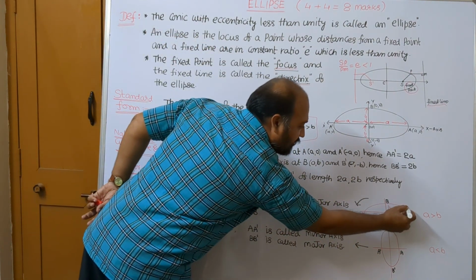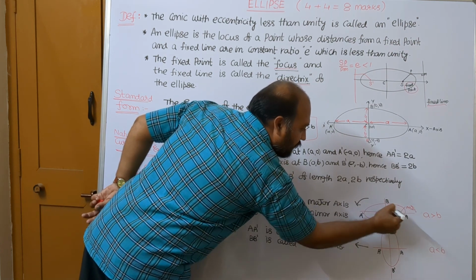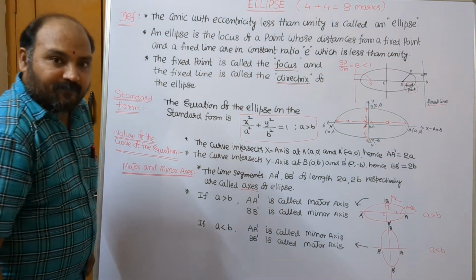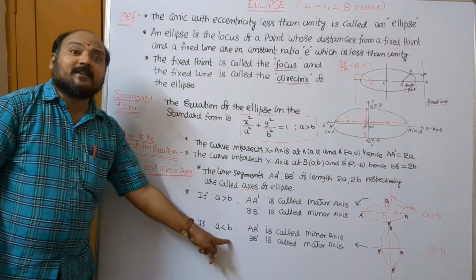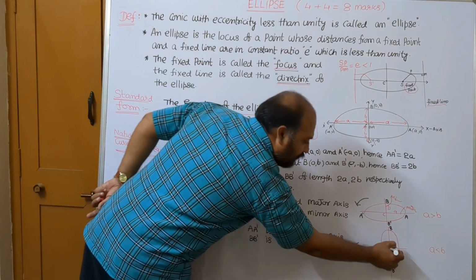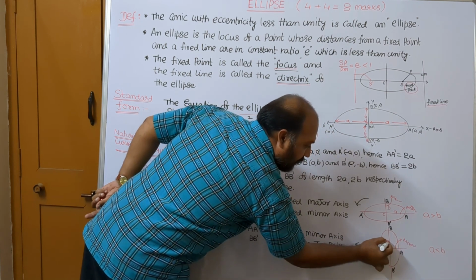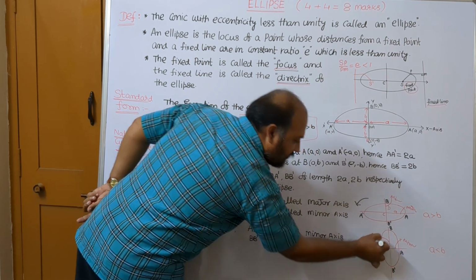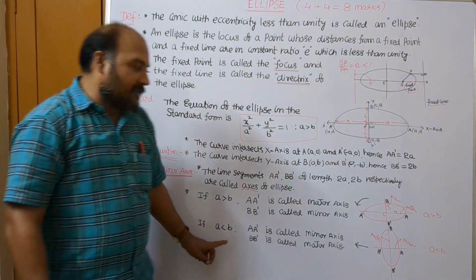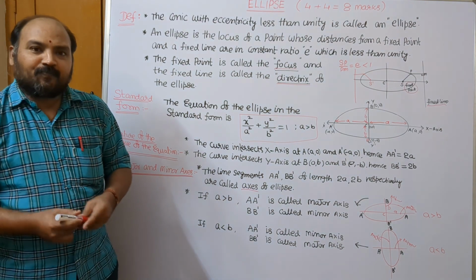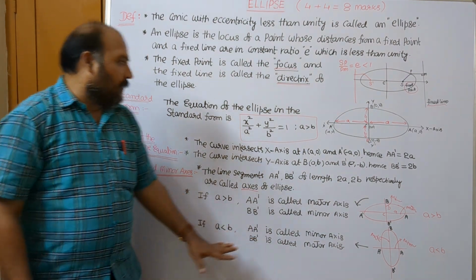This is called major, and this is called minor, when A is greater than B. Suppose A is less than B, at that time A dash is called minor axis and B dash is called major axis. When A is less than B, this is going to happen, dear students. So this is about ellipse.